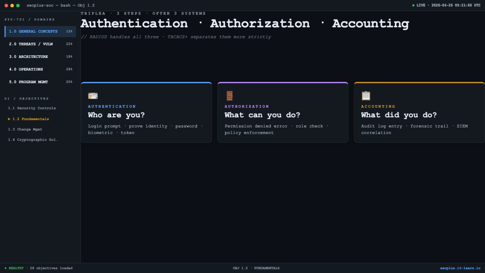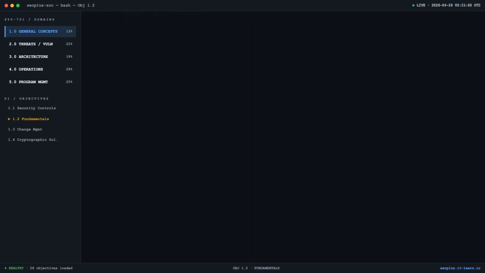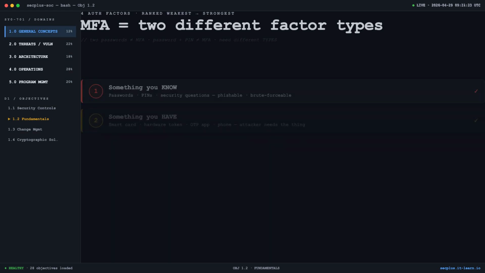Authentication factors. There are 4, and let me rank them. Something you know, something you have, something you are, somewhere you are. Something you know is passwords, PINs, security questions. Weakest factor. Phishable, brute forceable. Written on the back of a sticky note. Something you have is a smart card, a hardware token, an OTP app, the phone in your pocket. Stronger because the attacker has to physically get the thing.